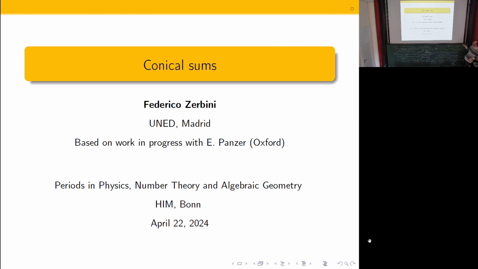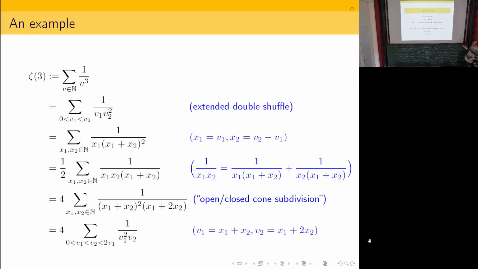So to understand how elementary this may be, the first slide is really going to be super elementary. So this is an example. You have zeta 3 that you all know, and you probably also all know that it can be written as this double sum. This is also called zeta of 1, 2. And this is by what people call extended double shuffle relations. Then there is this change of variables that you can do to rewrite it like this. And I do this because later on you will encounter generalizations of this kind of series.